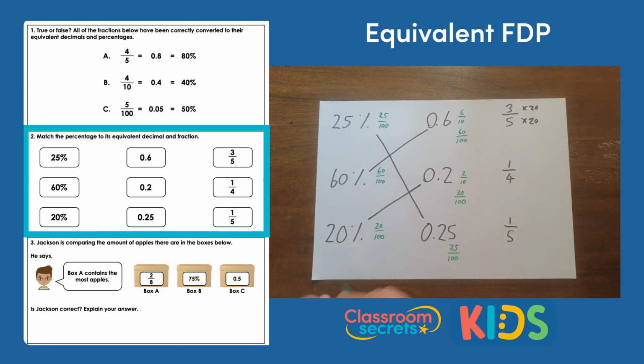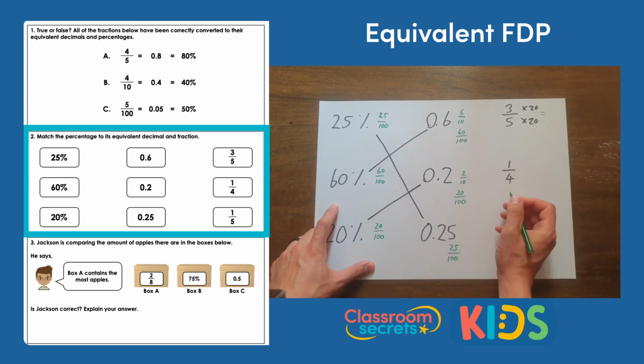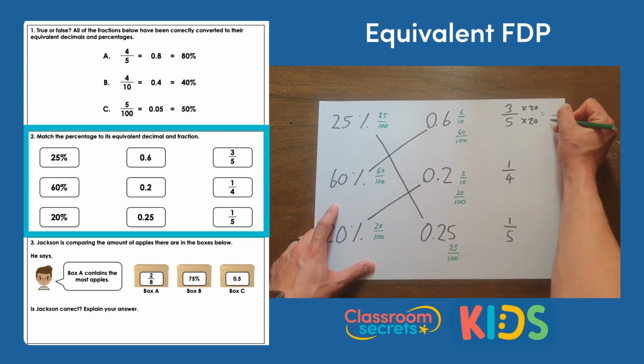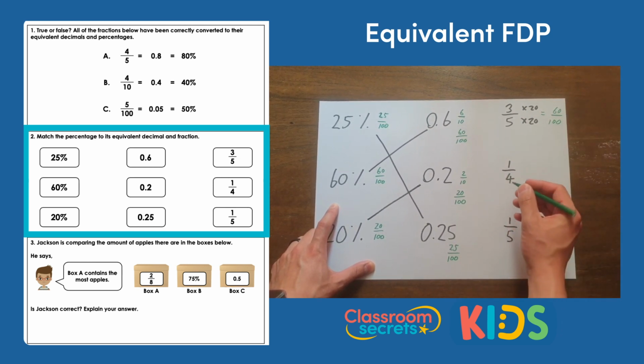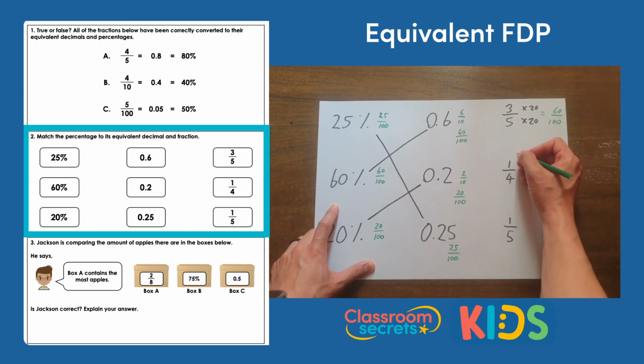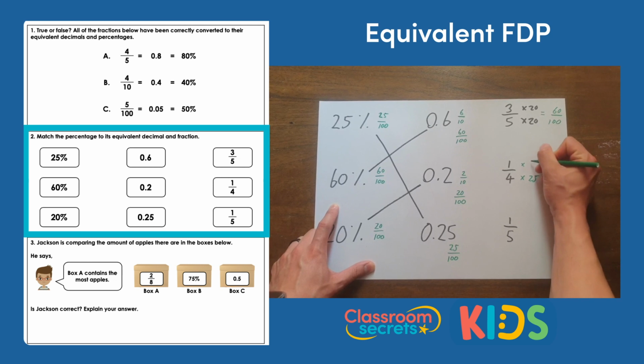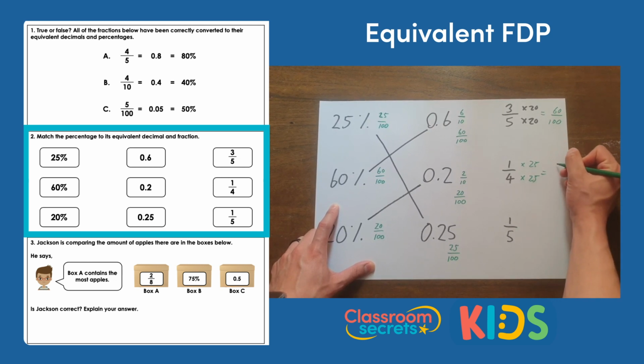I'll use green pen so that you can see the working out. So that will be 5 times 20 is 100, and then we've got 60 here. A quarter, that will be the same as multiplying by 25. So we need to multiply this by 25. And then that will be 25 over 100.